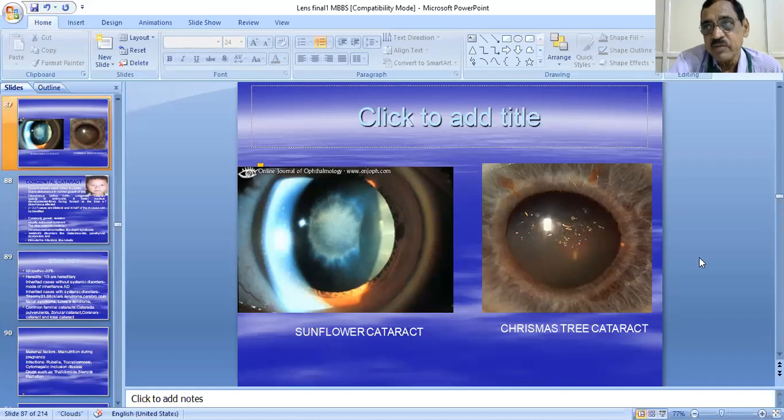But to have a comfortable surgery on the table, both for the patient and for the surgeon, we need to have pupillary dilatation of around 8 millimeters diameter. That gives us the best access for doing the cataract surgery. Okay. So then you will see the fundus examination.